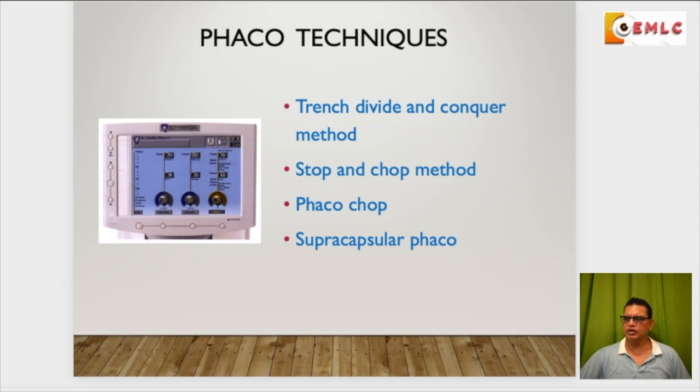Now we come to the Phaco technique. Now we know that there are basically four techniques. One is the trench, divide, and conquer method, which is basically a four-quadrant method. Then there is a stop and chop method. There is a Phaco chop method, and then there is a supracapsular Phaco method.